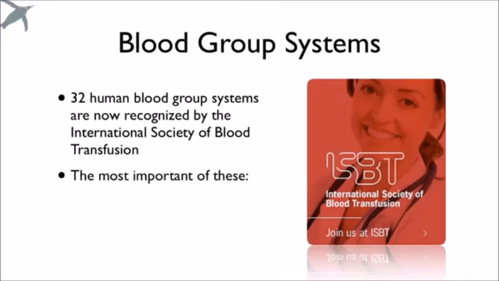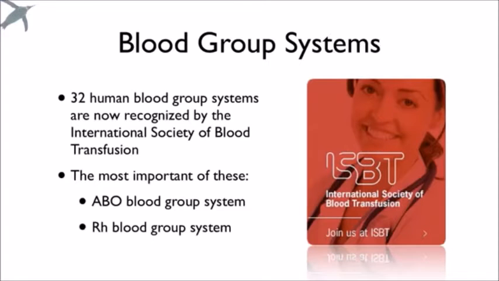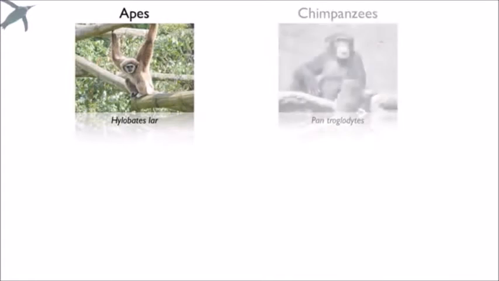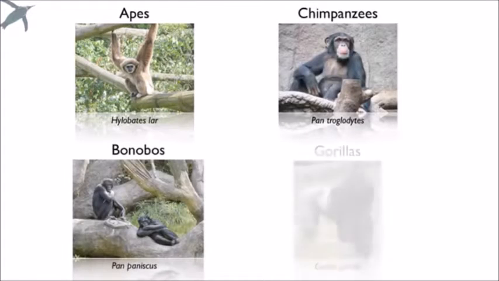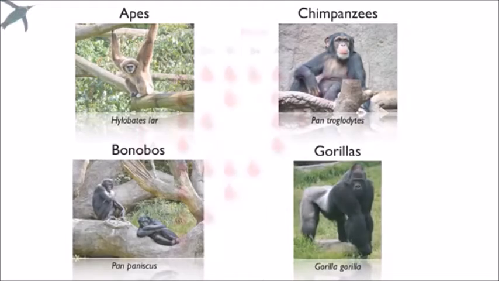Certainly the most important, and the focus of this video, however, are the ABO blood group and the Rh group. Interestingly enough, we share the ABO and Rh blood groups with our relatives, the apes: chimpanzees, bonobos, and gorillas.